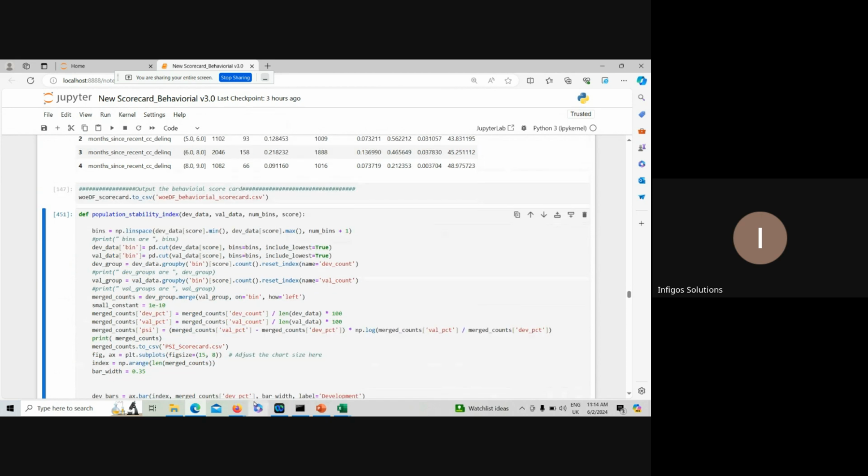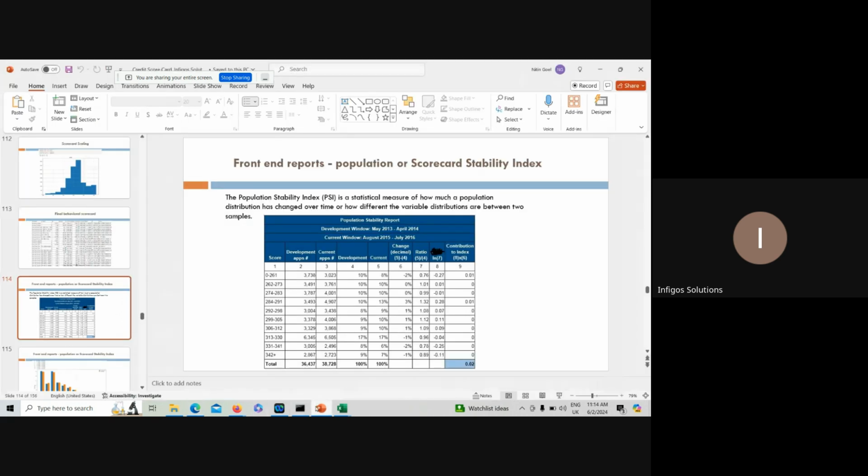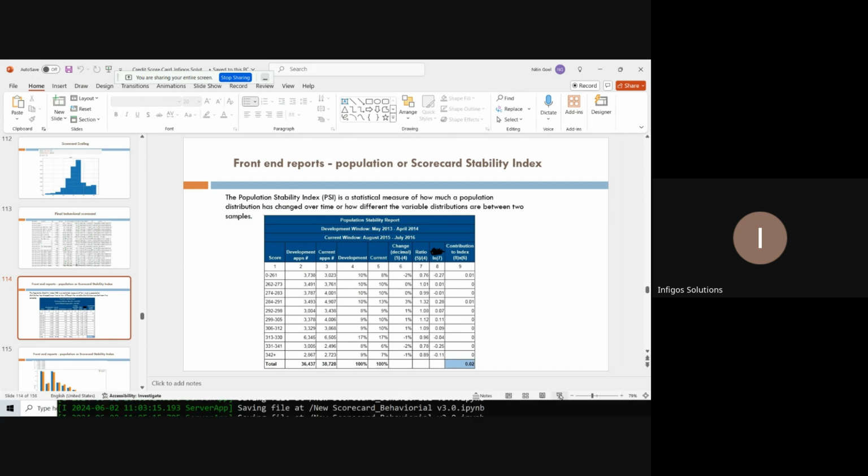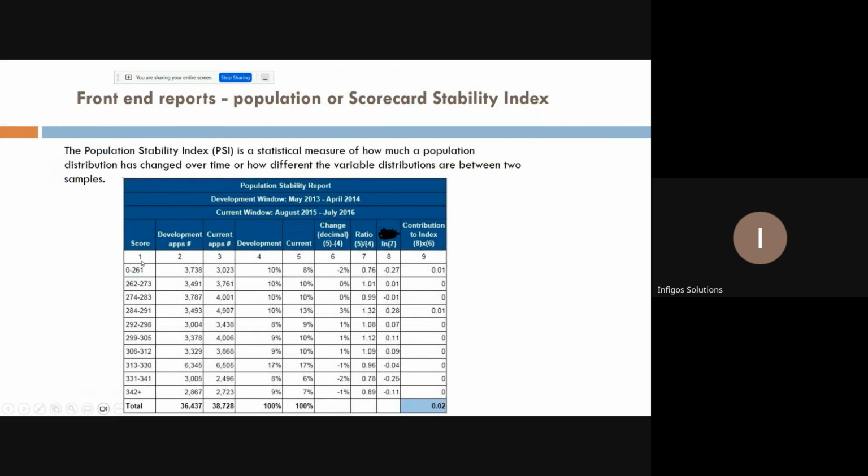And then we talk about PSI and CSI. PSI and CSI are part of the front end report. With the front end report, you divide your population into 10 deciles, and you have development data and current data on which you are going to work. You calculate the percentage of the development here, then you calculate the percentage of the current data here.